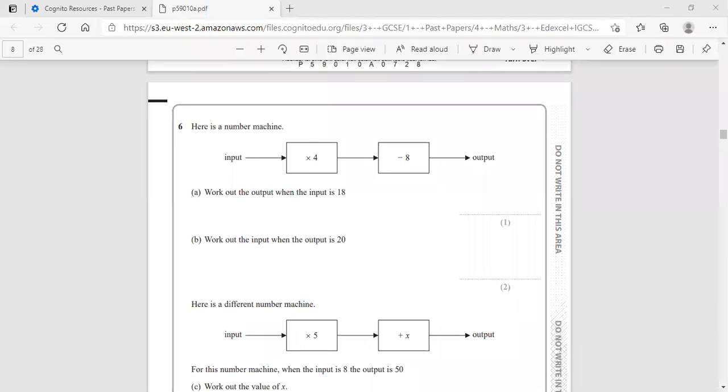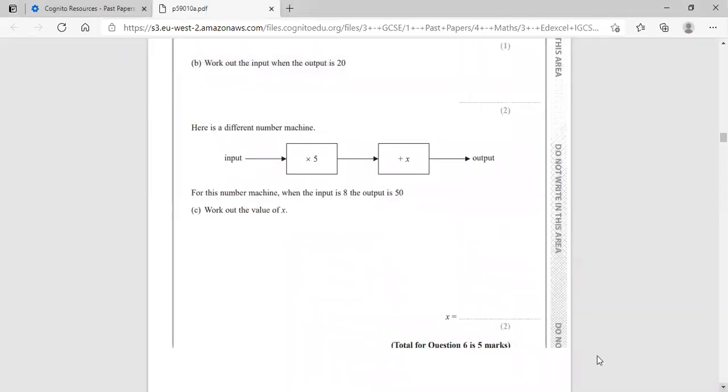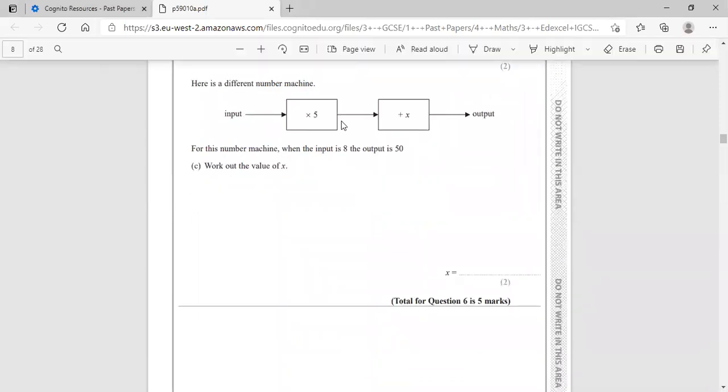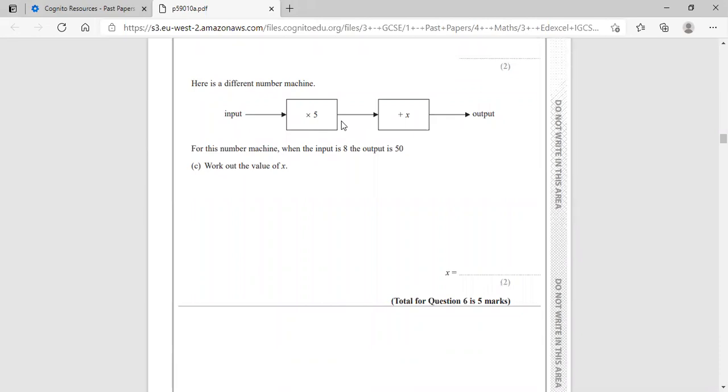Here is a different number machine. Input is what you have. You times it by 5, you plus x, and then you get your output. It says work for this number machine. When the input is 8, the output is 50. So we can just write this in. We've got an input of 8. We've got an output of 50. Work out the value of x.